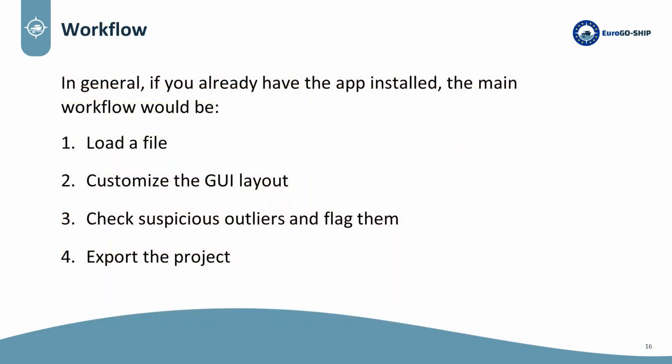In general, if you already have the application installed, the main workflow will be: load a file, customize the application layout by adding or removing plots or tabs, check suspicious outliers. You can use other tabs or plots to see how the sample appears there. It's also possible to use the application tools and calculate parameters to help with this task. Once the changes are done, save or export the project and the report of actions if you need.